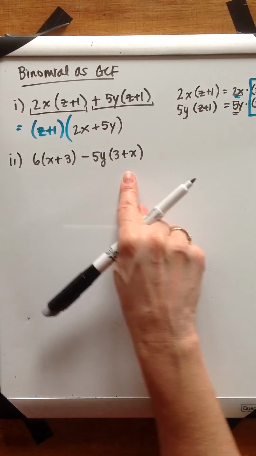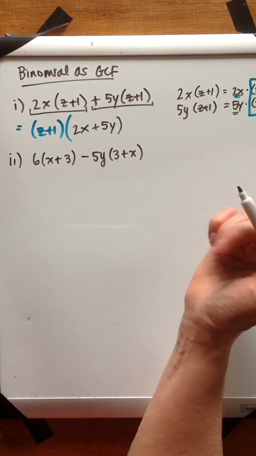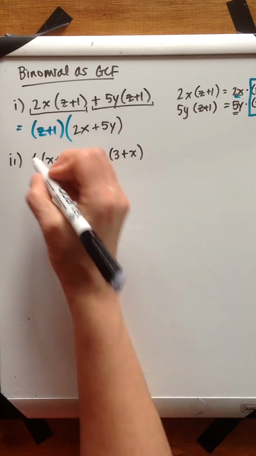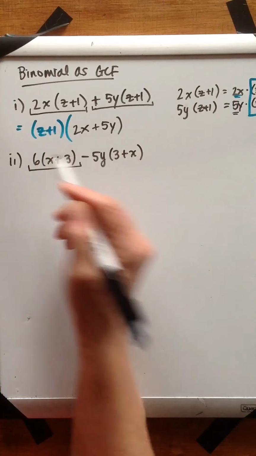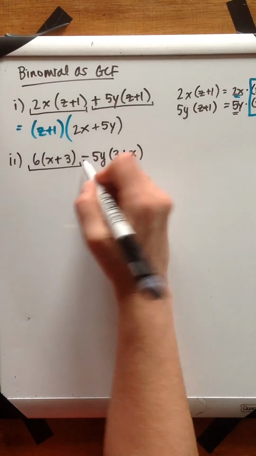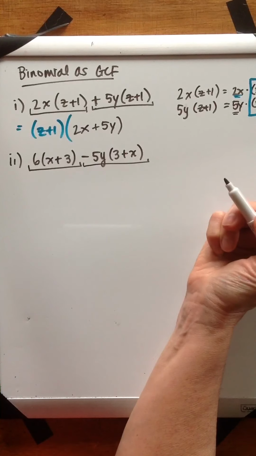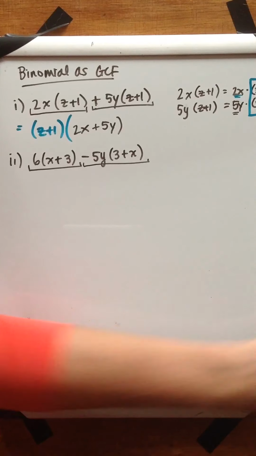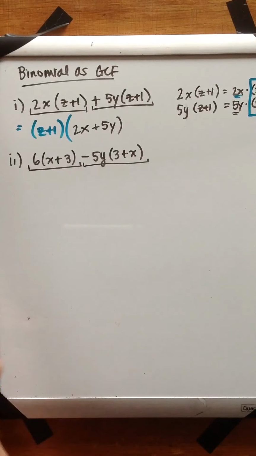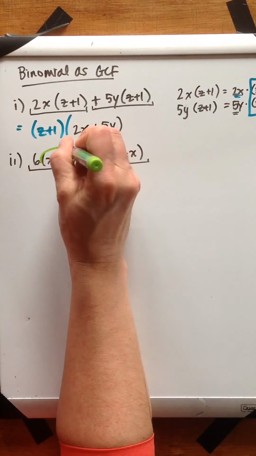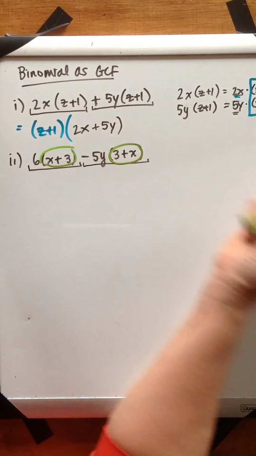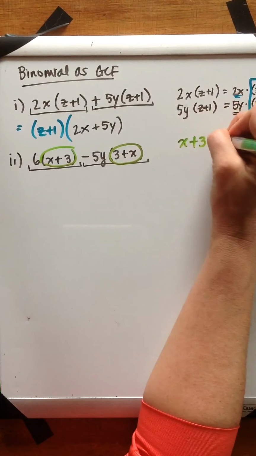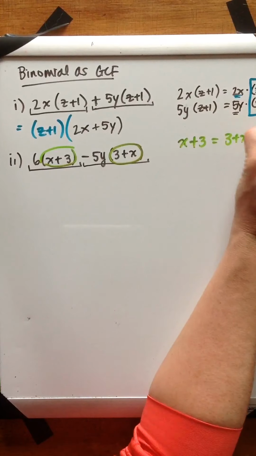So again, when I look at these two things, these are two examples of things being multiplied together, okay, 2 little bundles. You'll notice that this is a 6 times an x plus 3 and a negative 5y times a 3 plus x. So is there a GCF? Well, the tricky one with this is that you might say no, because this x plus 3 and this 3 plus x are not identical. But are they? If I have x plus 3, is that the same thing as 3 plus x?